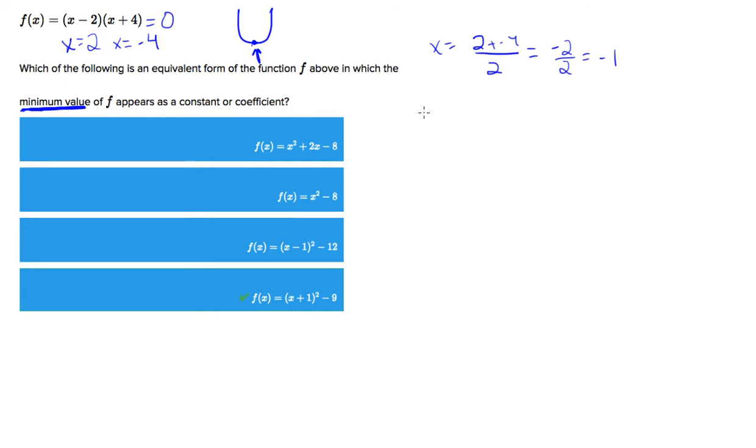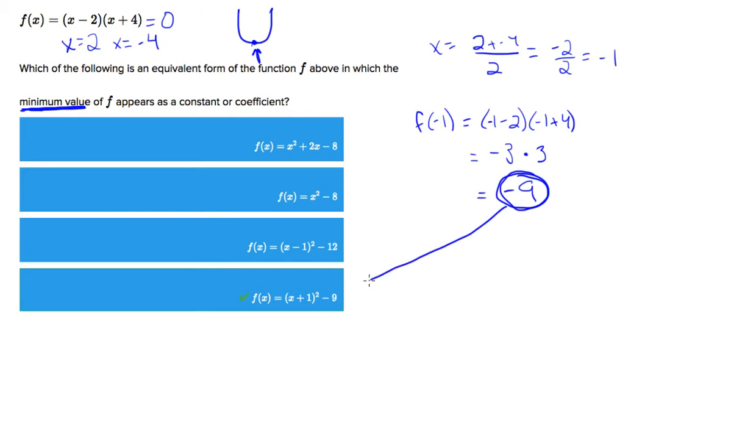We're interested in the y value, so in order to go a step further, we're going to plug in that negative 1 everywhere that we see x. So we get negative 1 minus 2 times negative 1 plus 4. Negative 1 minus 2 is negative 3. Negative 1 plus 4 is positive 3. And we end up with a negative 9. That's the value we want to find in one of the answer choices.